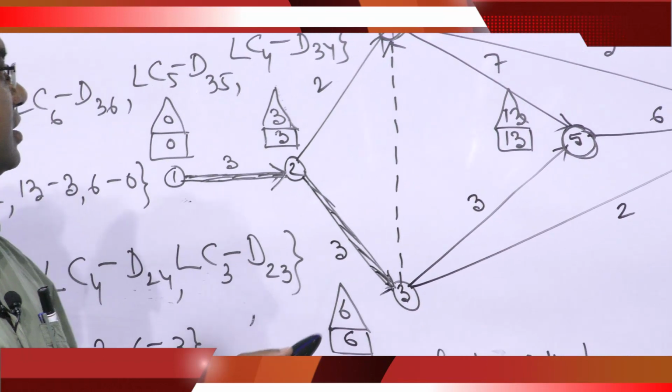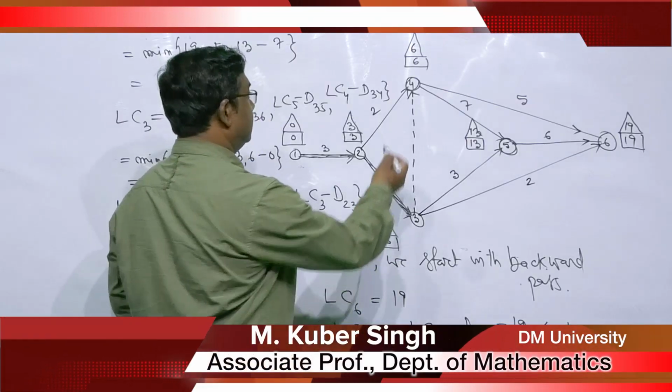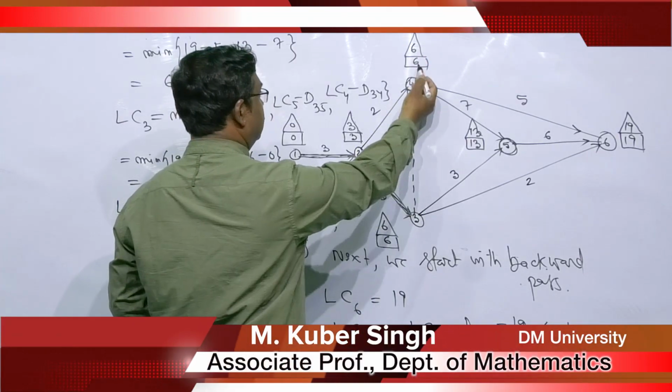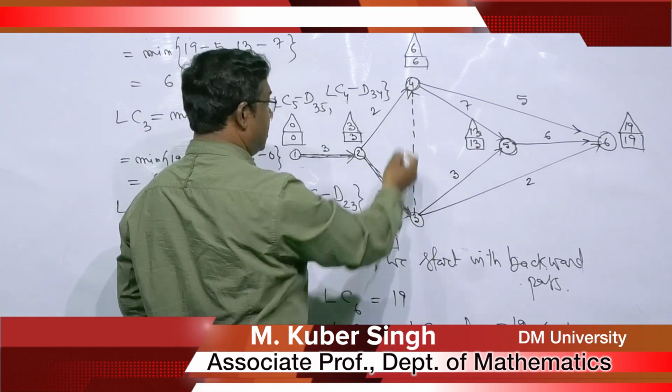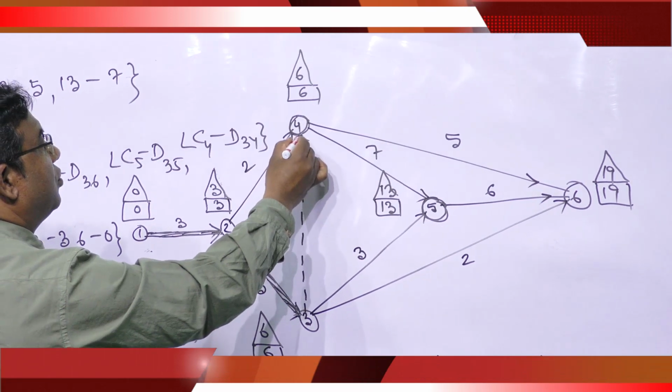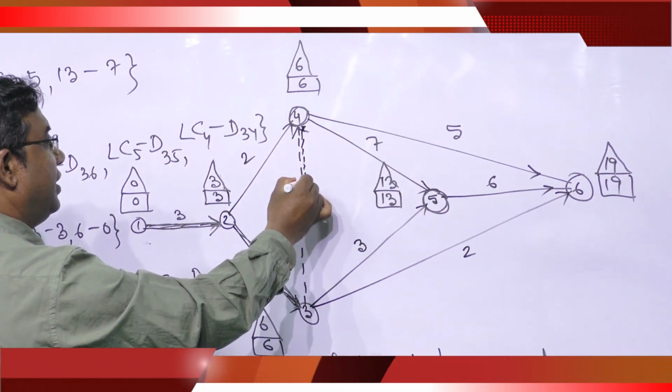Then next, let us see. This is 6, this is 6, 0. This is 6, this is 0. So this is 0, so we have to draw another dotted line.